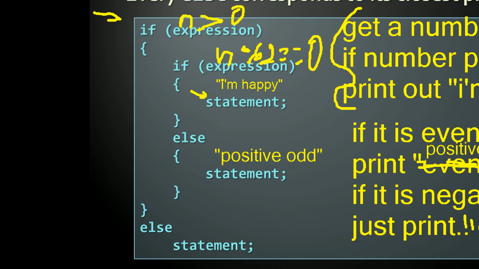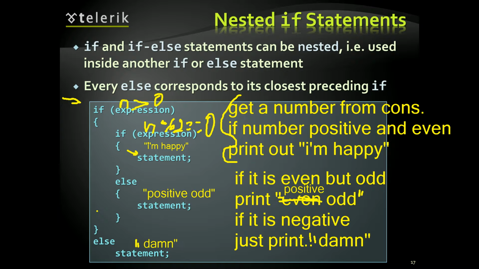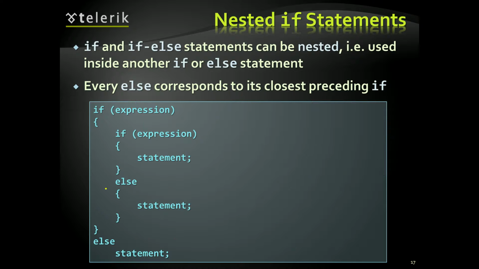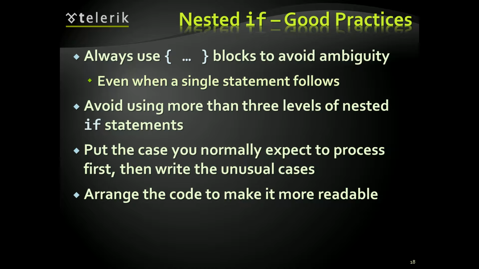And in all other cases, we just want to print out damn. Okay, so that's how our code would probably look like. It's a big mess, but now we'll see it in action. So basically this is how nested if-else expressions work. So you have ifs, and you can have other if-elses in them, and elses, and you can even have other elses in here also. We'll see that in a moment.